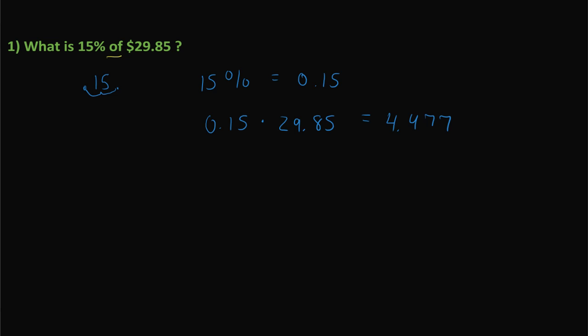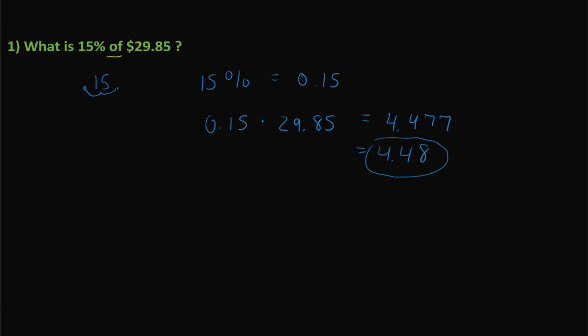All right, and in this case, you may want to round to the nearest cent. So 4.48, if you were maybe calculating a tip in a restaurant or something like that. Okay, so this is 15% of 29.85.